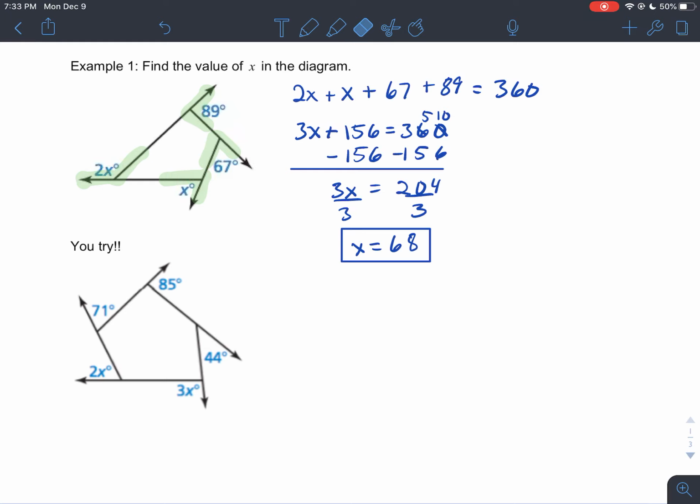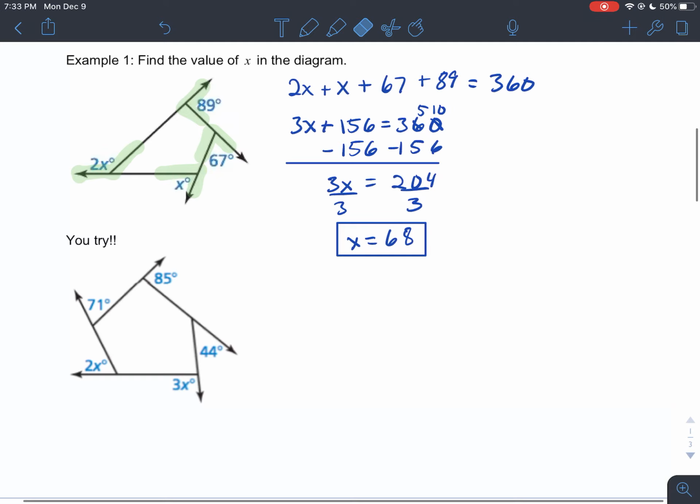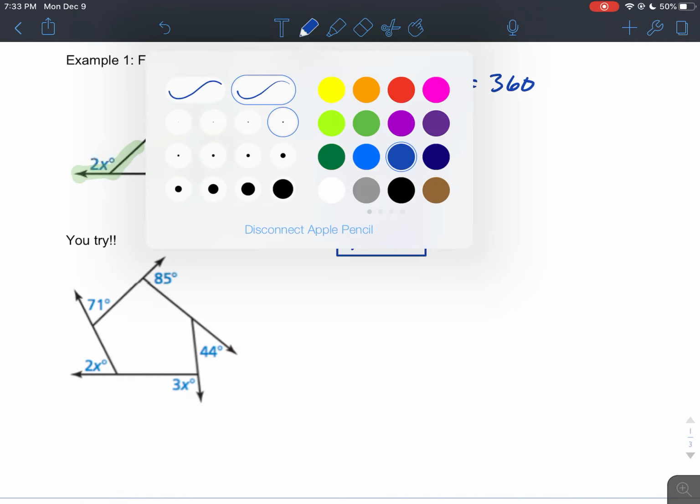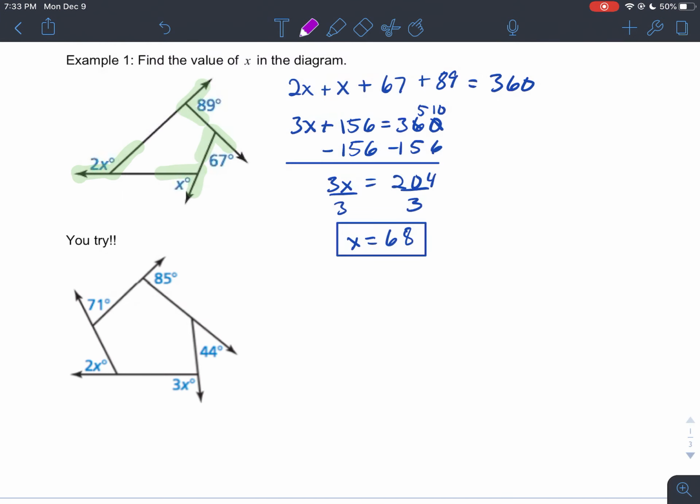Okay. So, hopefully you guys set this up. You said add all these sides together. I'm going to say 2x. Let me pick a new color. Let's do purple. Purple's good. 2x plus 3x plus 44 plus 85 plus 71 equals 360 degrees.